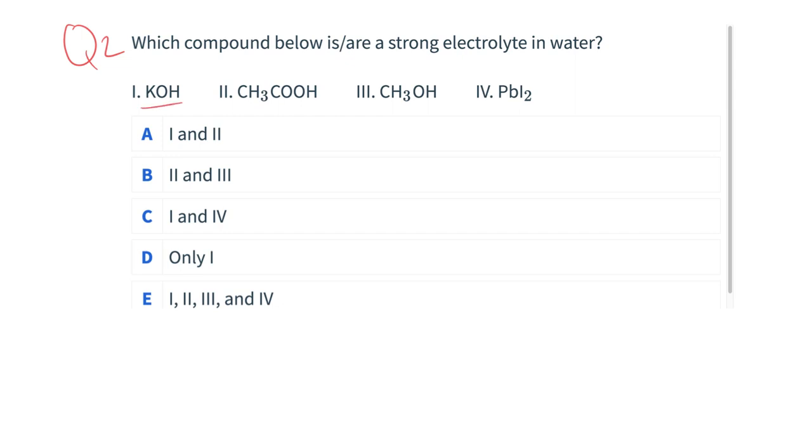KOH is a strong electrolyte. It's one of the exceptions for the usually insoluble hydroxides. Acetic acid is a weak electrolyte. It's a weak acid, not one of the seven strong. This one here sometimes confuses people into thinking it's a weak electrolyte. Maybe they think it's a weak base or some kind of base. This thing is a non-electrolyte. And then lead iodide is insoluble in water, so it is not a strong electrolyte. So only compound one here is a strong electrolyte.